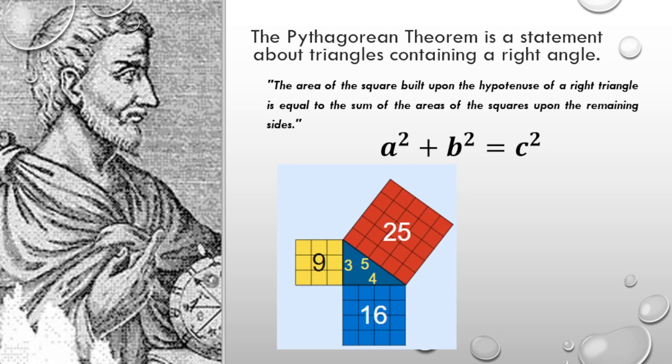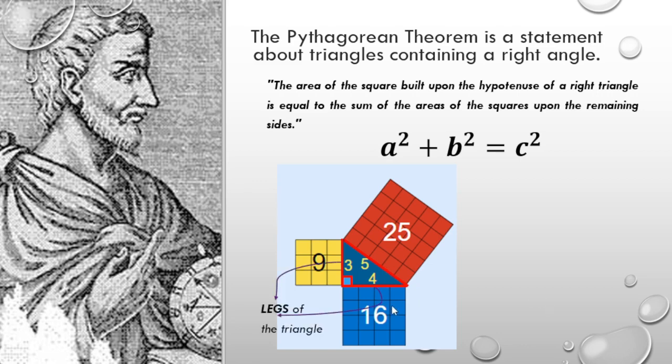As you can see, there are three squares with different areas. The first square has an area of 9 because this is a 3 by 3 square. The second square has an area of 16 because this is a 4 by 4 square. The third square has an area of 25 because this is a 5 by 5 square. The triangle formed in the middle is a right triangle. So let us identify the parts of the right triangle.